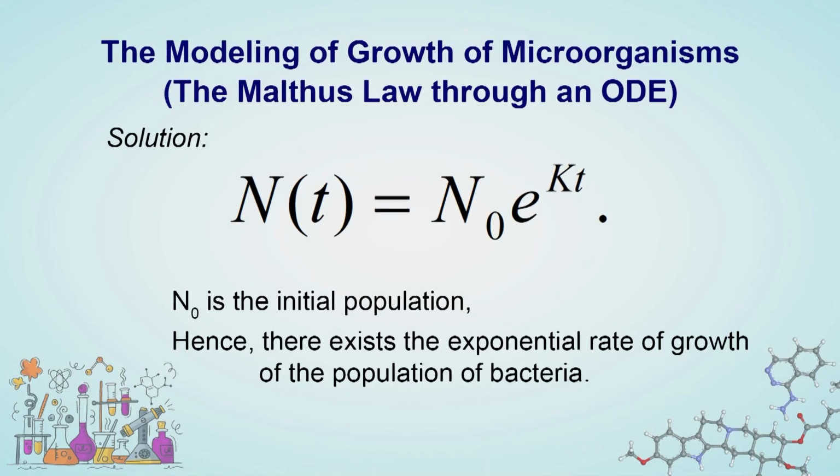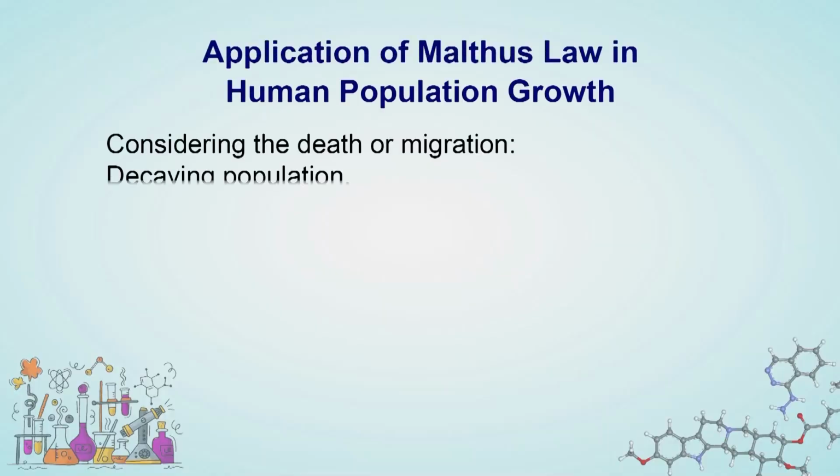Malthus generalized this equation for human population. Here the ODE is the problem, but what is the actual growth of bacteria, then what is N? Very simply, the solution is N(t), the exponential term e raised to kt, defined by N0, the initial density of bacteria, times e raised to kt. Similarly, Malthus generalized the same theory for human population.